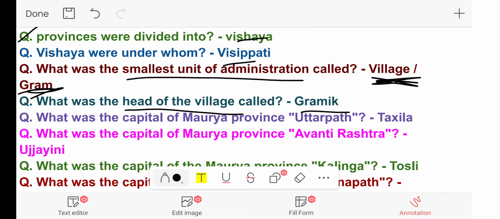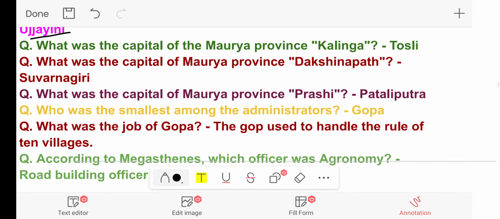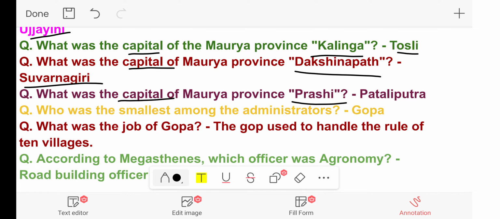Next, what was the capital of Maurya province Uttarapatha? The answer is Takshila. What was the capital of Maurya province Avantirashtra? The answer is Ujjaini. Next, what was the capital of Maurya province Kalinga? And the answer is Tosali. Next, what was the capital of Maurya province Dakshinapatha? And answer is Suvarnagiri. Next, what was the capital of Maurya province Prachi? Answer is Pataliputra. Next, who was the smallest among the administrators? Answer is Gop.